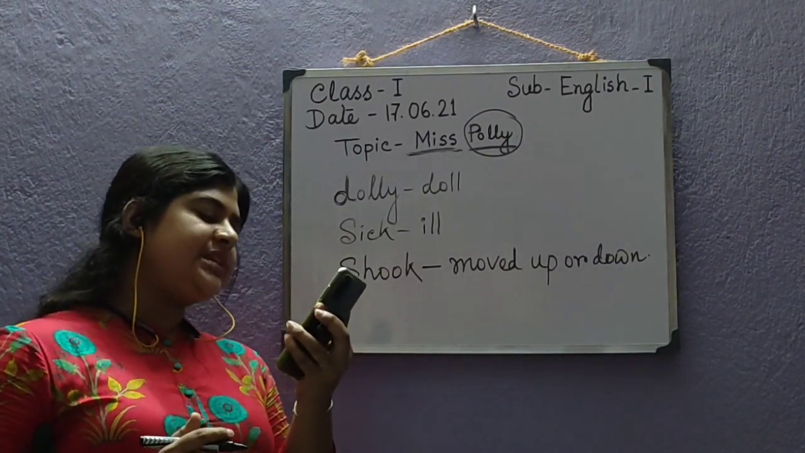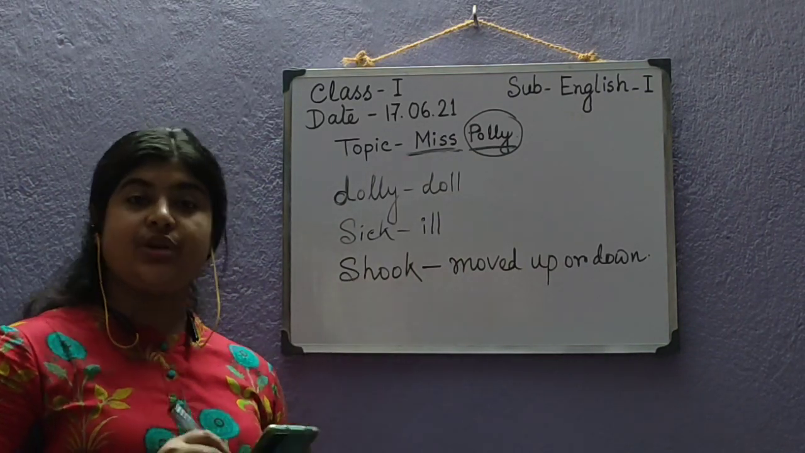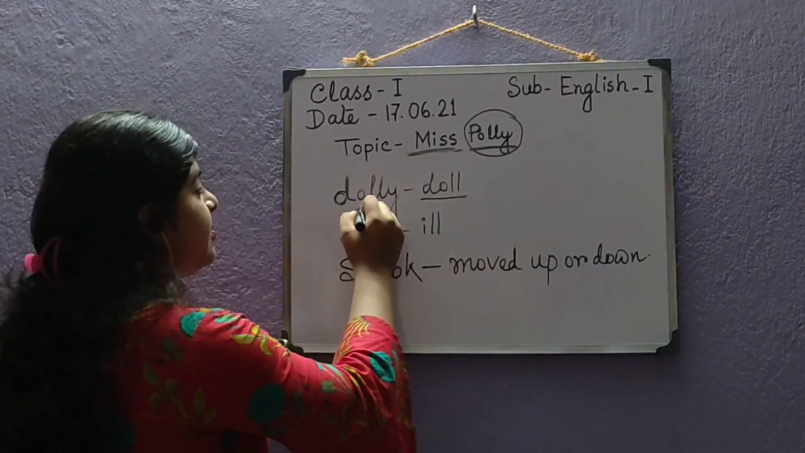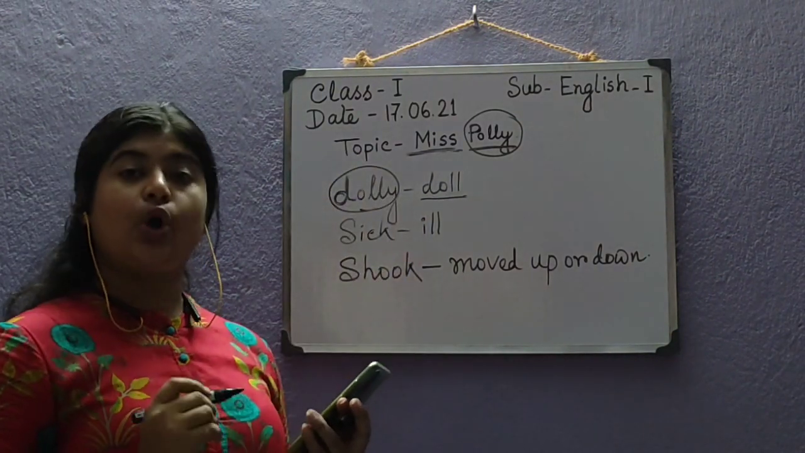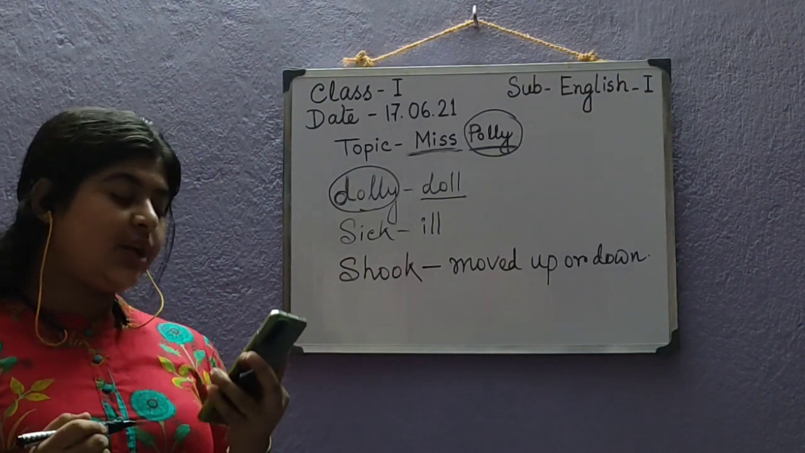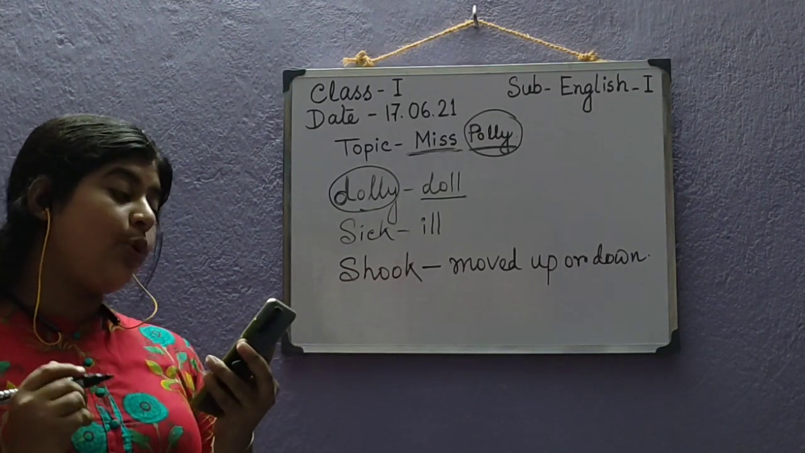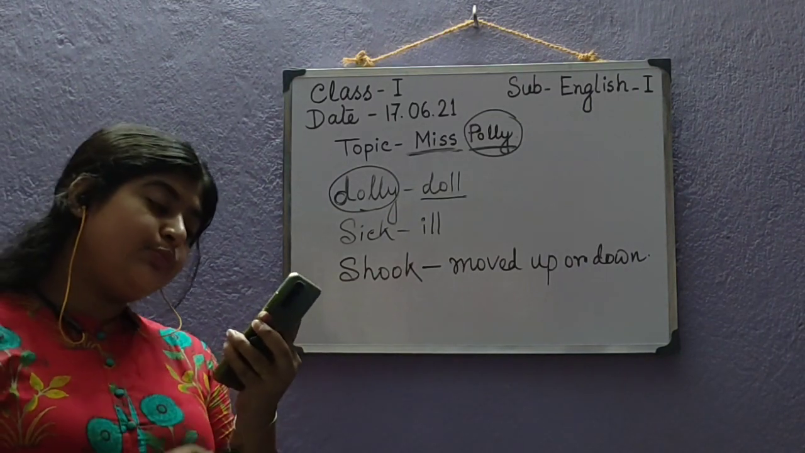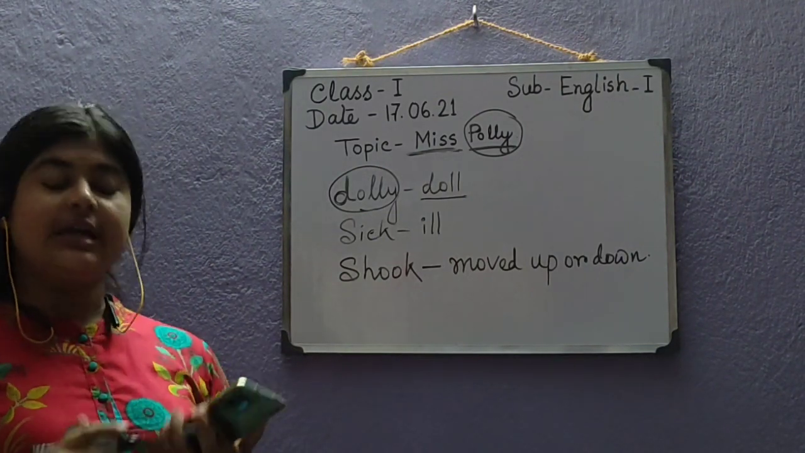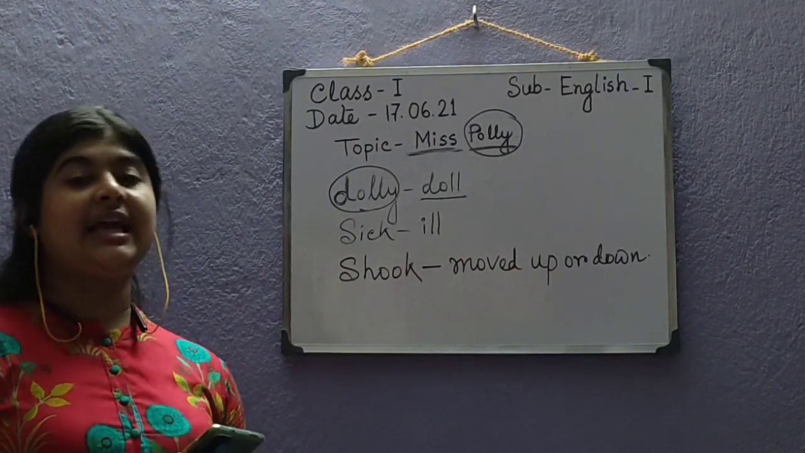And she said, Miss Polly, put her straight to bed. So the doctor, after treating the patient, who is the patient? Yes, here the doll. That means Dolly is the patient. The doll of Miss Polly is the patient. She is ill. So whenever the doctor treated the patient, she instructed Polly to put the doll straight on bed. That means the doctor treated the patient and gave valuable advice that she must take rest.